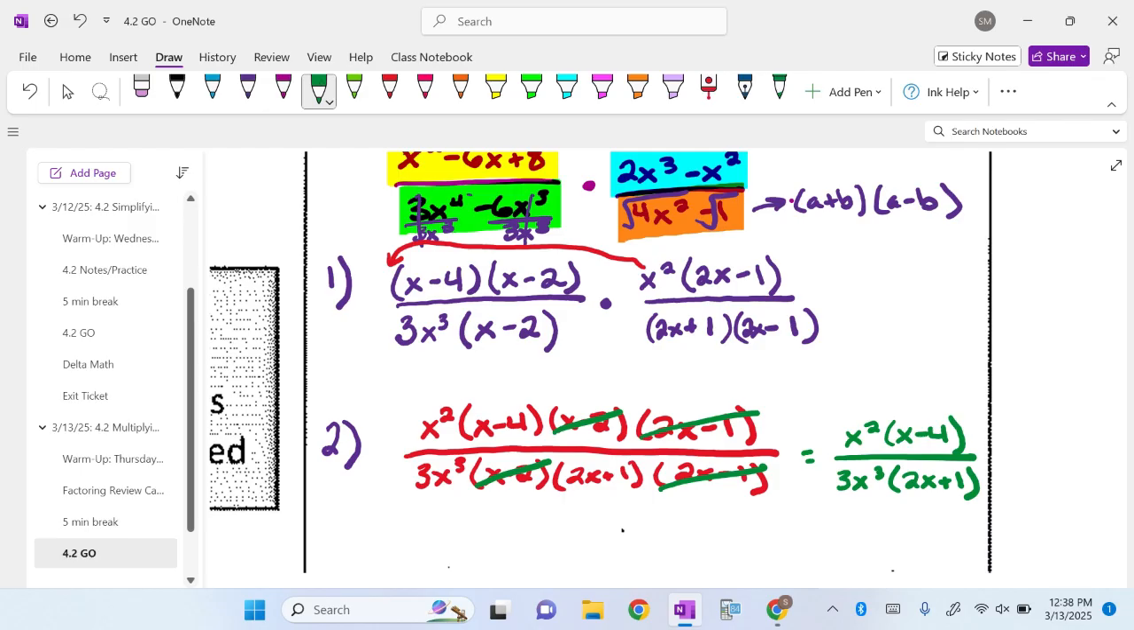Now, before we do any distributing to fully simplify, is it fully simplified first off? Is there something else I could get rid of?